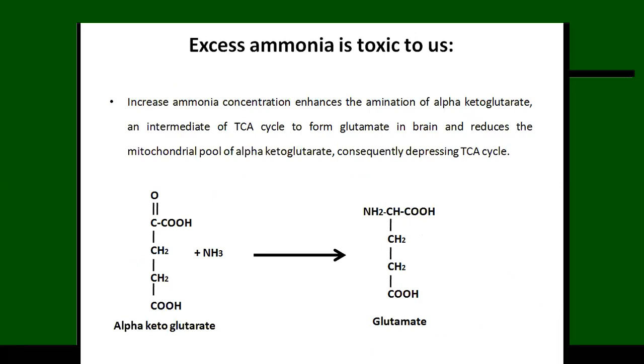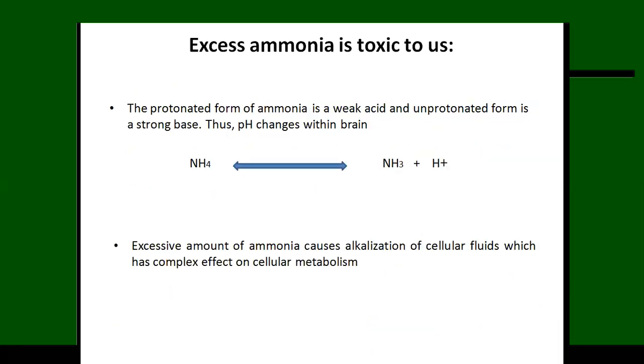Now, next question. Why is excess ammonia toxic to us? Increased ammonia concentration enhances the amination of alpha-ketoglutarate and intermediates of the cycle to form glutamate in the brain. So we know that excess ammonia is toxic to us. Why? Number one, if excess ammonia is produced, it will increase either as ammonia or ammonium. The protonated form of ammonia is a weak acid and the unprotonated form is a strong base. Thus pH changes within the brain.